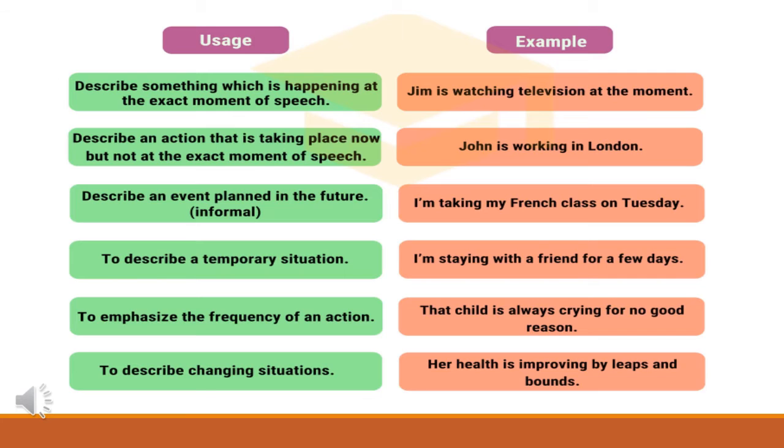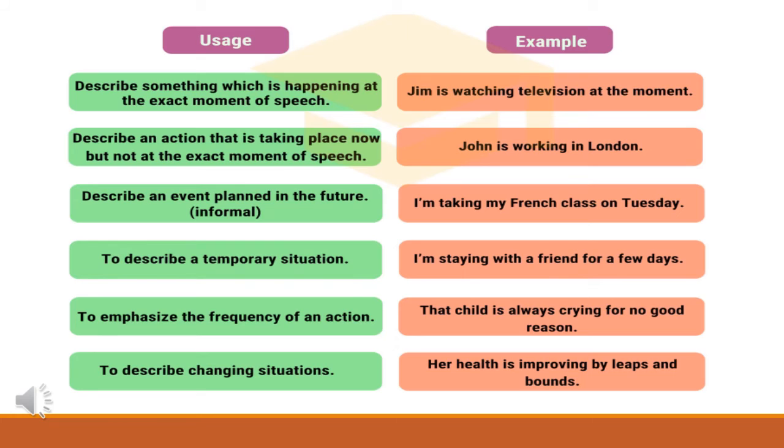Now in number 4, to describe a temporary situation. These are the situations that are for some time, and we express such situations in continuous form. So the example is I am staying with a friend for a few days. Here the situation is not permanent because it is temporary, because here a few days is used at the end of the sentence, which is telling us that this is just a temporary situation. Means this issue will be resolved and the situation will be changed. So such kind of situations are present continuous situations.